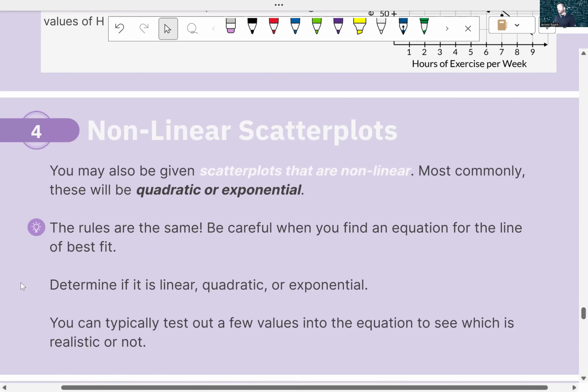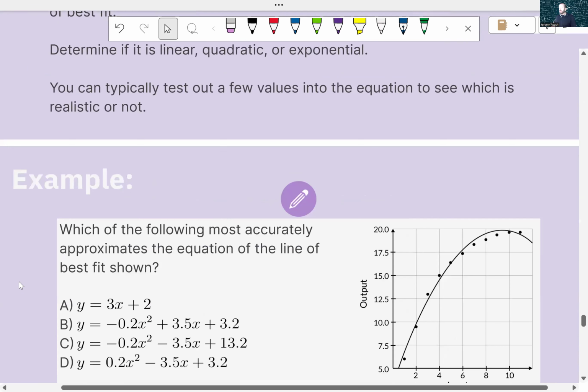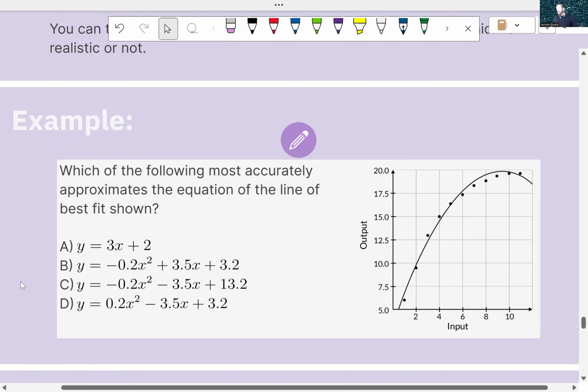Sometimes we have scatter plots that are nonlinear or quadratic or exponential. Just make sure that you are determining that properly. So if the line wasn't there, you might maybe think that it's linear, and you could do a linear approximation of it. But here it tells us that there's a line and it's showing it's a curve and it's giving us a lot of quadratic options here. And the linear option doesn't really make any sense. So we can cross out A right away.